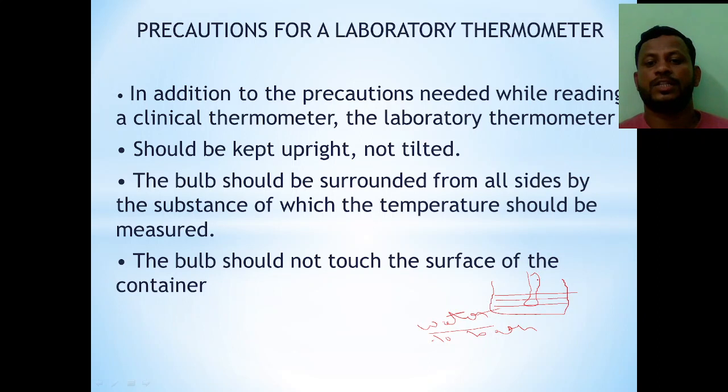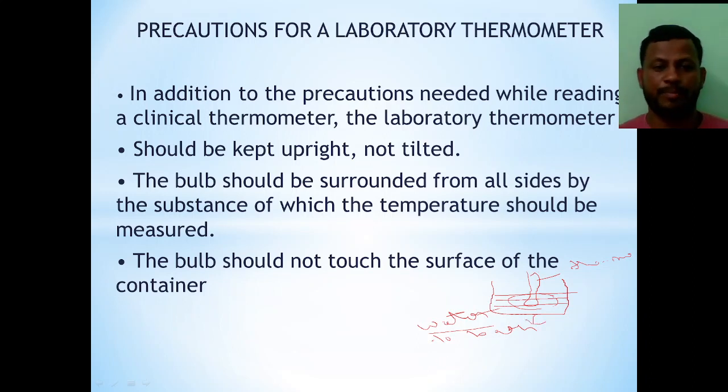Okay, this is the thermometer. We have to keep it like this. Why? Because the water totally has to surround the thermometer. The thermometer bulb should not touch the surface of the container. These precautions we have to take.